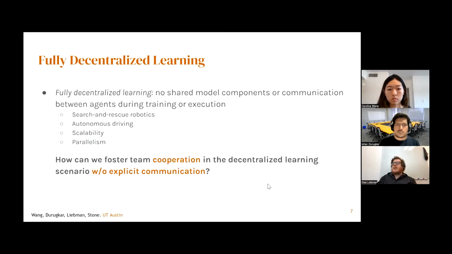So the key question that we are tackling in this paper is, how can we foster team cooperation, i.e., striving in a coordinated fashion towards a shared goal, in the decentralized learning scenario without explicit communication or being able to share model components, etc.